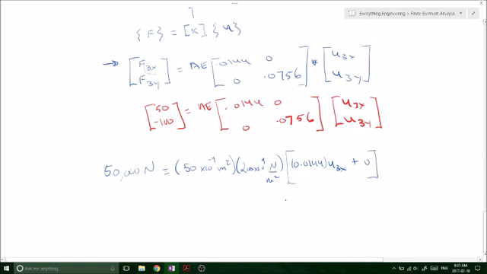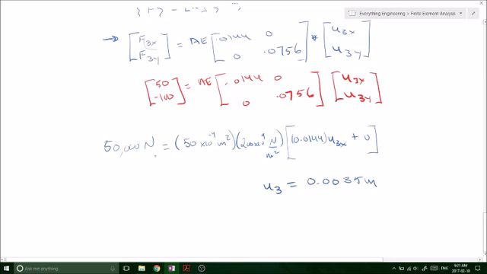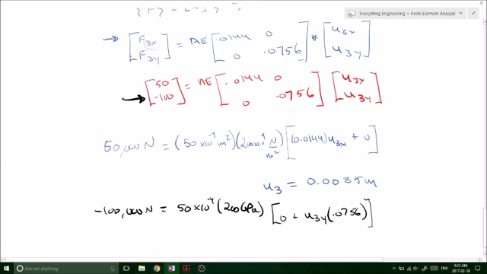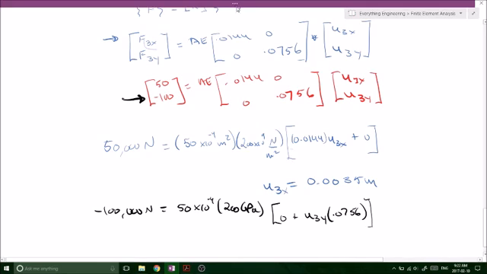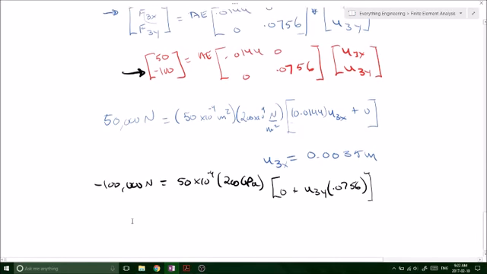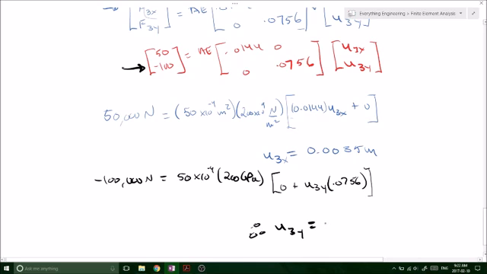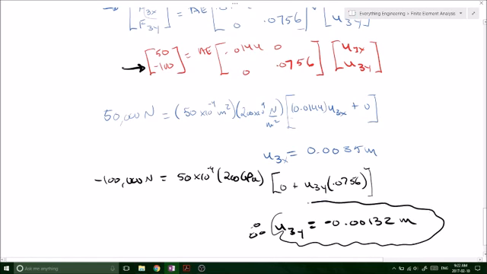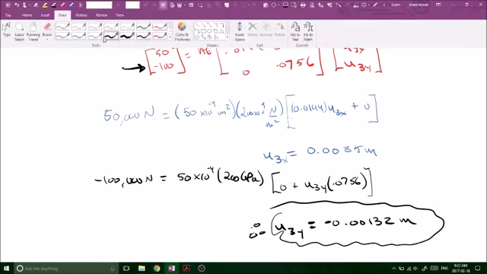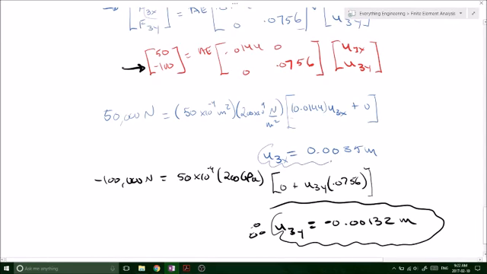Right, so that is basically it. This gives us our U3 equal to 0.0035 meters. Similarly with second force, so this was U3x. And now this gives us U3y equal to minus 0.00132 meters. So we've now solved for the nodal displacements at node number 3 using our global stiffness matrix for a two-dimensional problem.